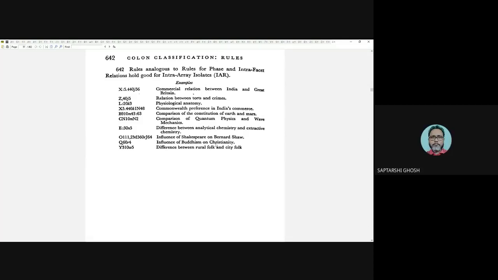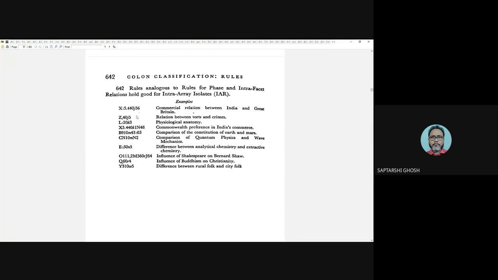Influence of Buddhism and Christianity, what they did: Q6 0R4. Influence of Buddhism on Christianity, Q6 0R4. 4 is the Buddhism and Christianity is most probably 6, so Q6 0R4, it's okay, 0R.